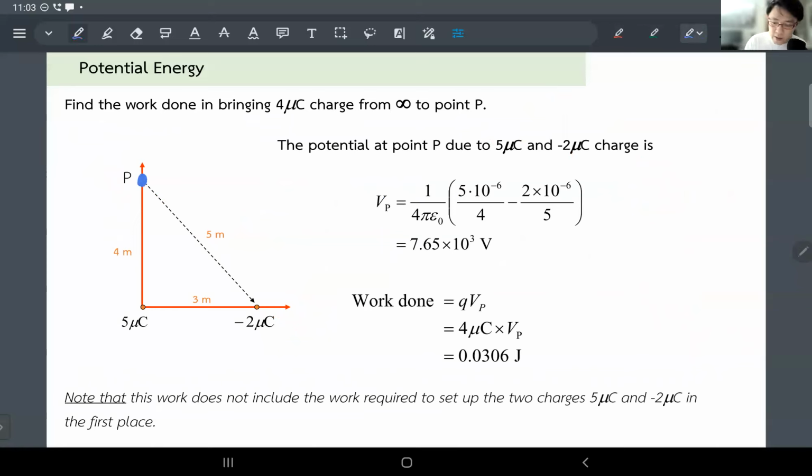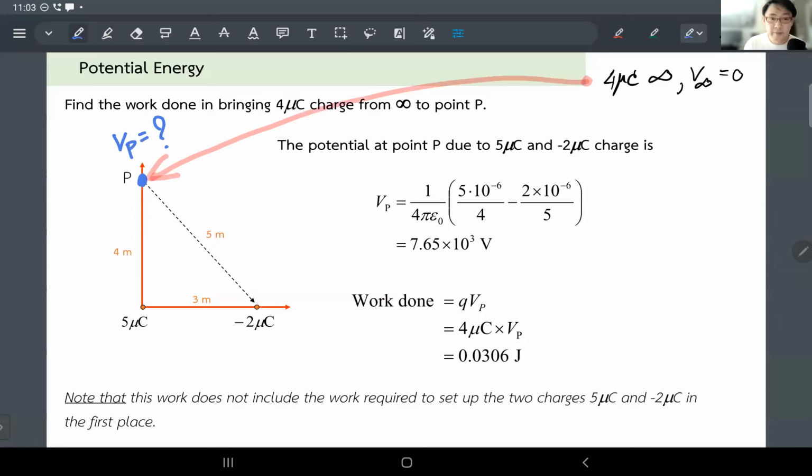I want to drag the 4 microcoulomb charge from so far away, where we know the potential is zero, and place it there at point P. What you need to do is just find out the potential at P. If the potential at P is positive, it means you're going uphill, because the potential at P is higher than zero. If the potential at P is negative, it means you're going downhill. Does that make sense? So the work done could be positive or negative, depending on whether V at P is at a higher or lower elevation than zero.